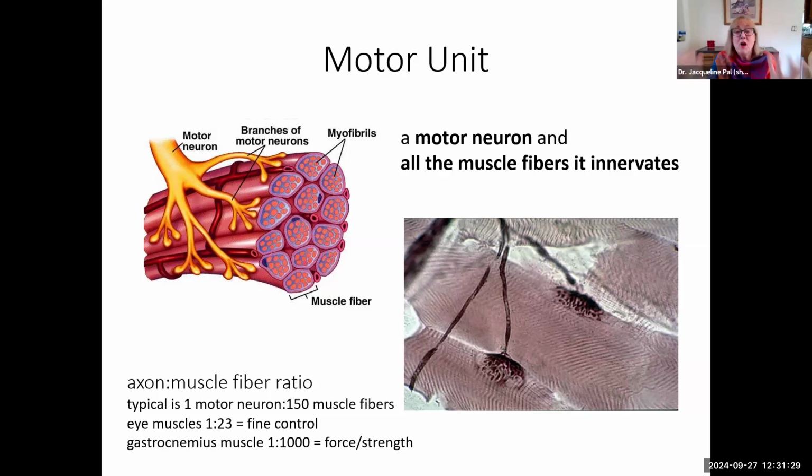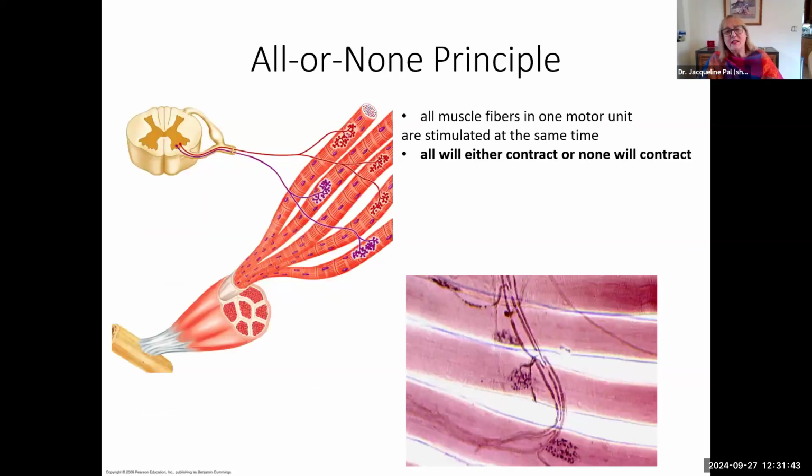We want motor units of different sizes, depending on whether we want fine motor control for movement, or if we want strength. Okay. And this brings us to the last concept, which is the all or none principle. When a nerve impulse travels down that axon, all the muscle fibers innervated by that axon are stimulated at the same time. And so all of them are going to contract or none of them are going to contract.